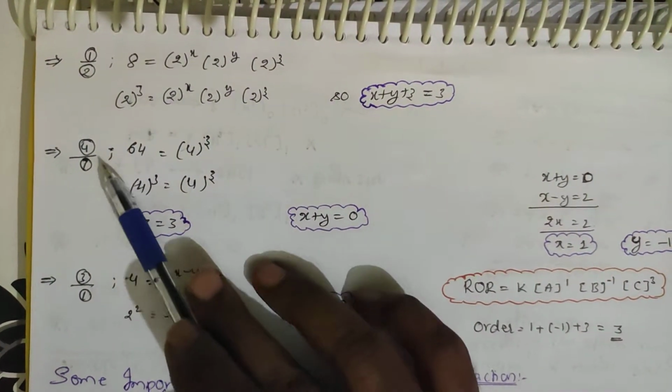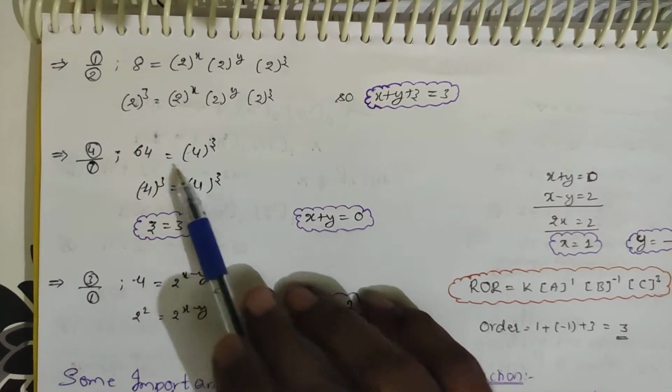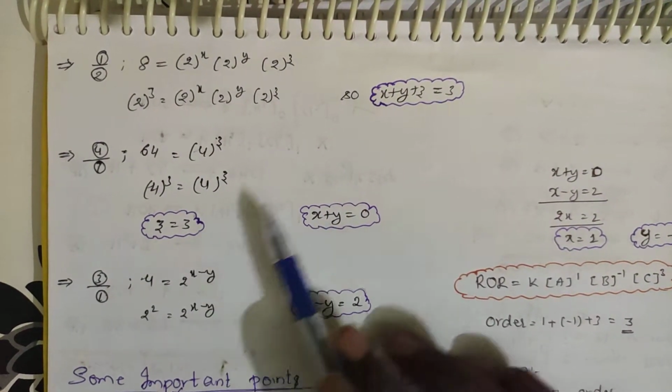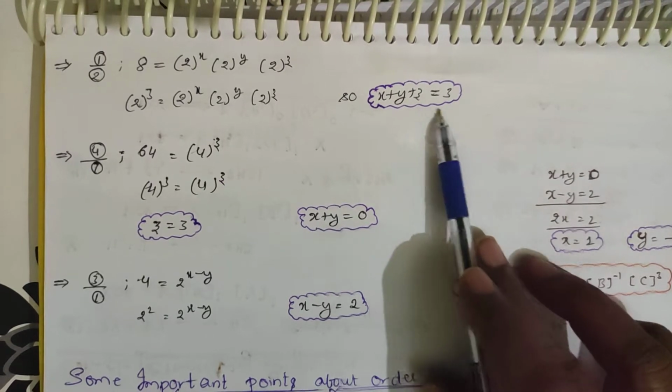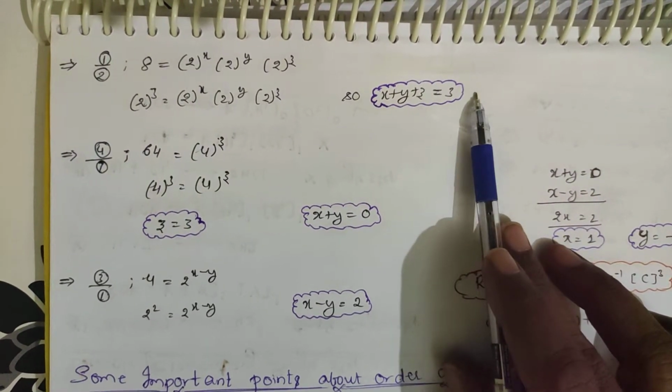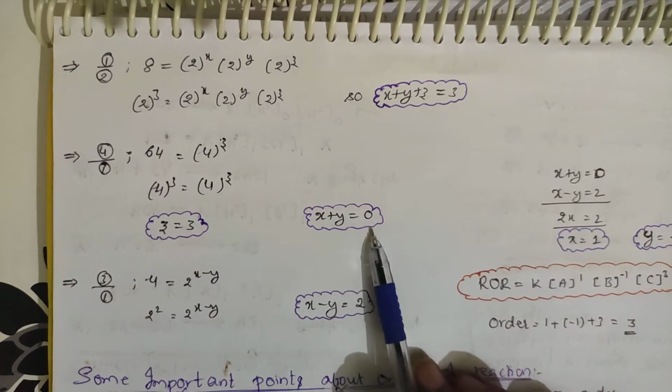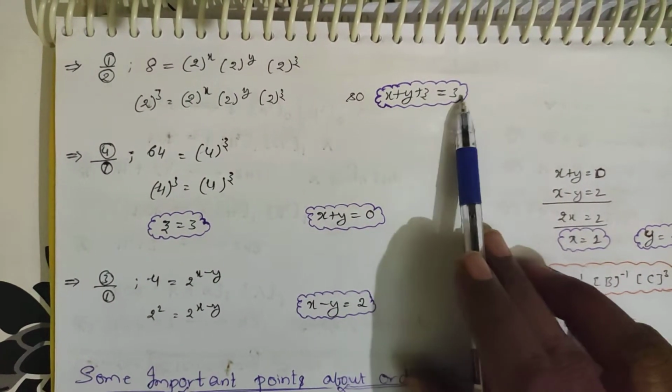Okay. If you do 4 by 1, 64 is equal to 4 power z, and z will be equal to 3. And if you substitute 3 here, this 3 goes to this side, you will get 3 minus 3 is equal to 0. So z is equal to 3, you have got the z value, x plus y is equal to 0. Okay, from this you can calculate.